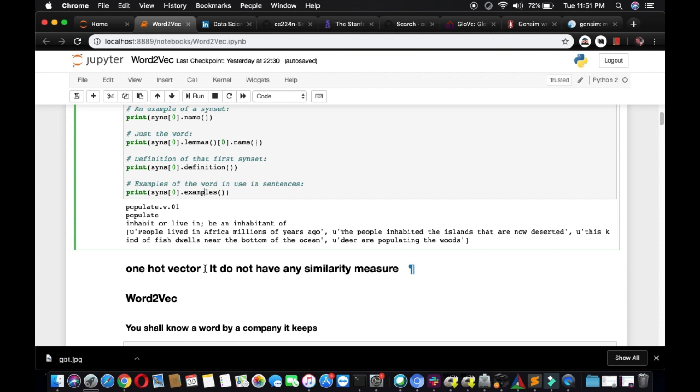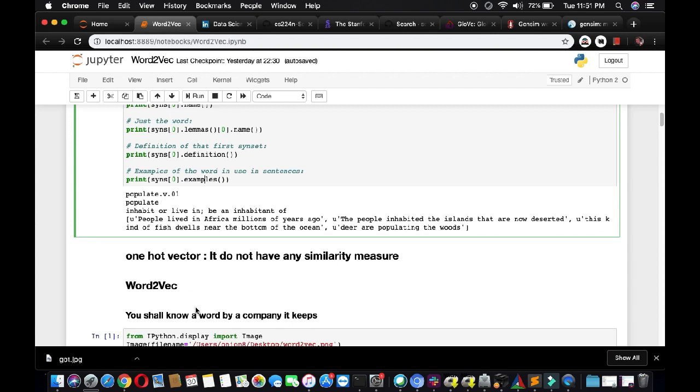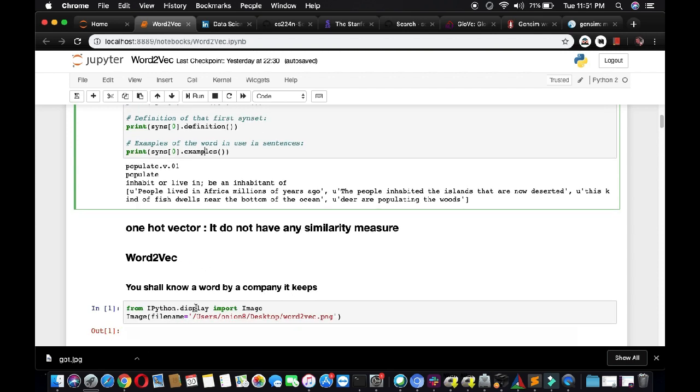So there are 2 points that we need. One is a vector of every word, and the other is the similarity measure with other words, like which are synonyms of that. So these two things we need. So here comes Word2Vec. The concept on which Word2Vec is based is that you shall know a word by the company it keeps. What this basically means is that the meaning of a word is defined by the context of the word, like the words that surround that particular word.